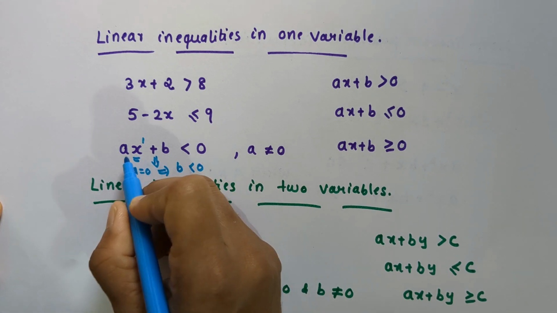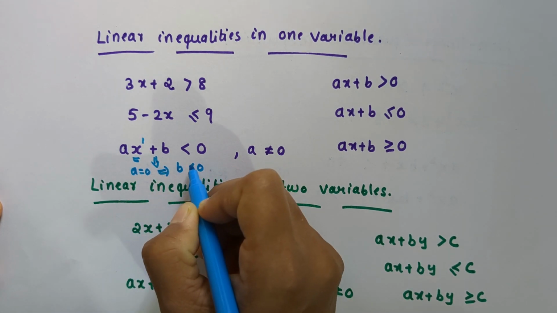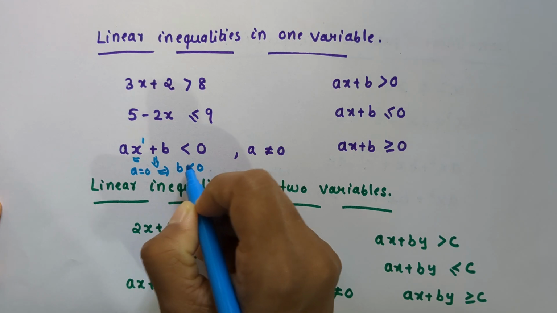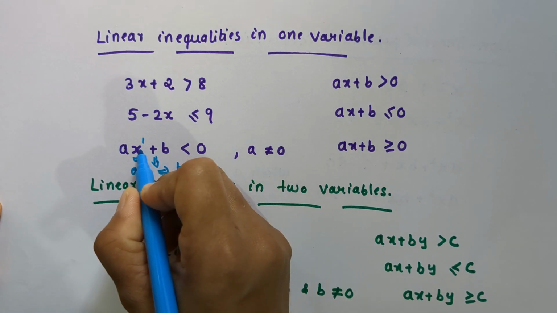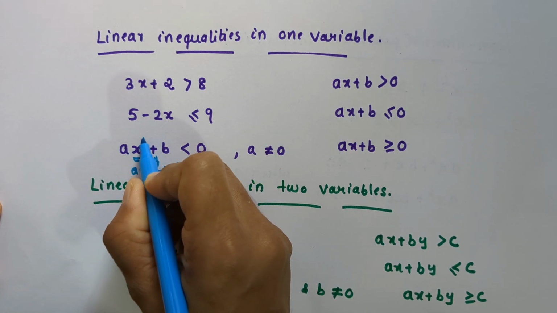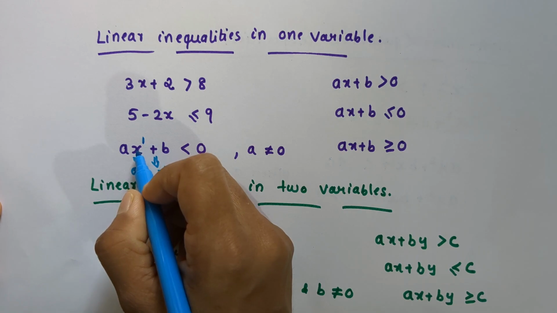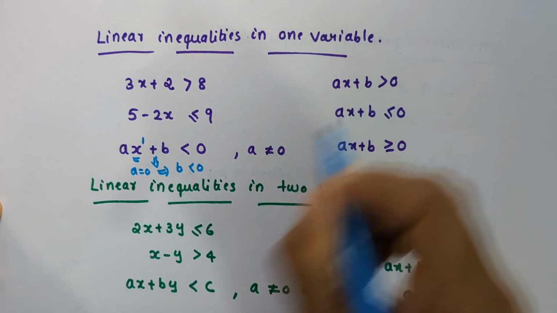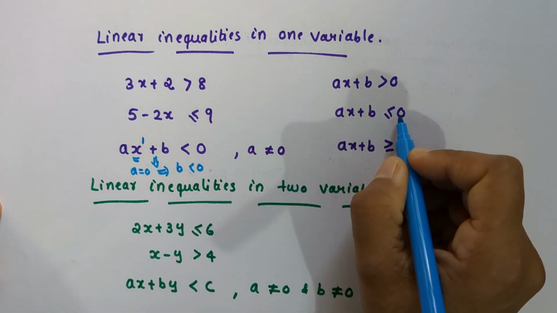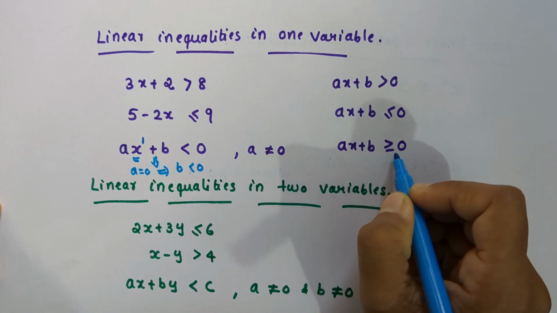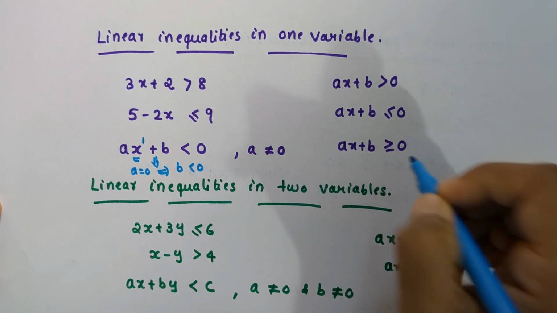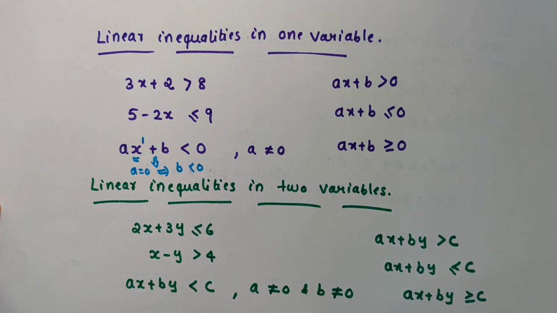So we can say that ax plus b less than 0 is an example of a linear inequality in one variable because it has only one variable x and the highest power of x is 1. Similarly, ax plus b greater than 0, ax plus b less than or equal to 0, ax plus b greater than or equal to 0 are also examples of linear inequalities in one variable.